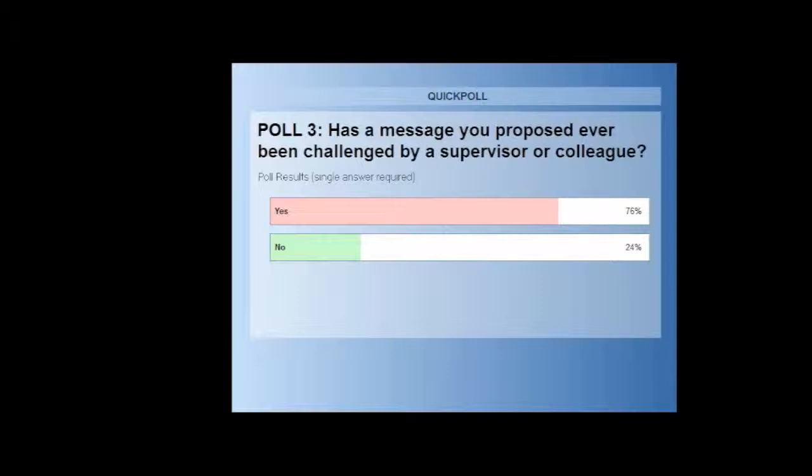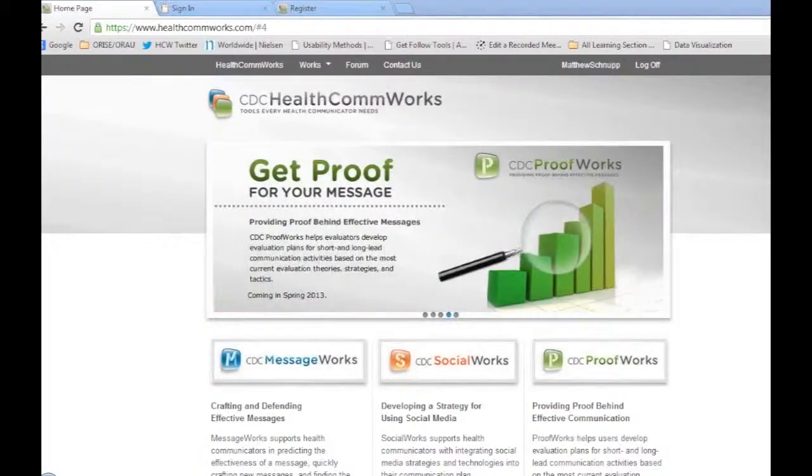The decisions you as communicators make are often based on formative research, on dialogue with the people you're trying to engage with. And so sometimes these are opinions that try to affect what the results of that hard work is. And so MessageWorks is one tool out of many that might be able to help you build your defense against some of the opinions that are out there that might challenge the hard work that you're doing. So for at least 3/4 of you, it sounds like that might be a relevant situation. For the 24%, hopefully that will not happen to you.